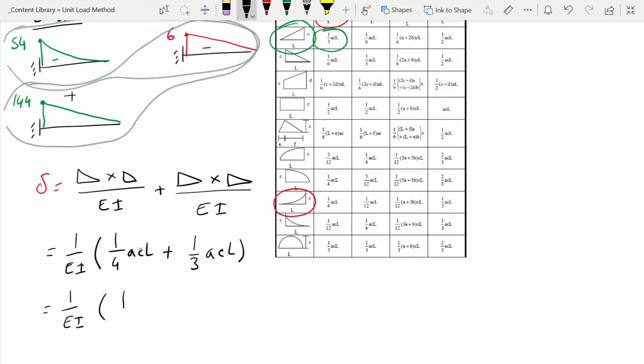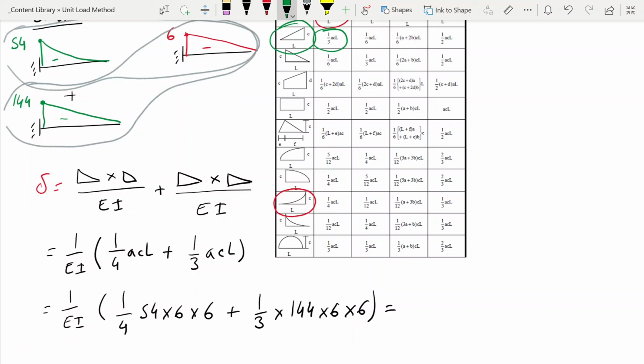So 1 over EI, 1 over 4. Now we're going to do the parabola first, so that's 54 times 6, and now the length of these triangles is 6 as well, plus 1 over 3 times 144 times 6 times 6. Now all these values are positive because the triangles are all drawn on the same side.